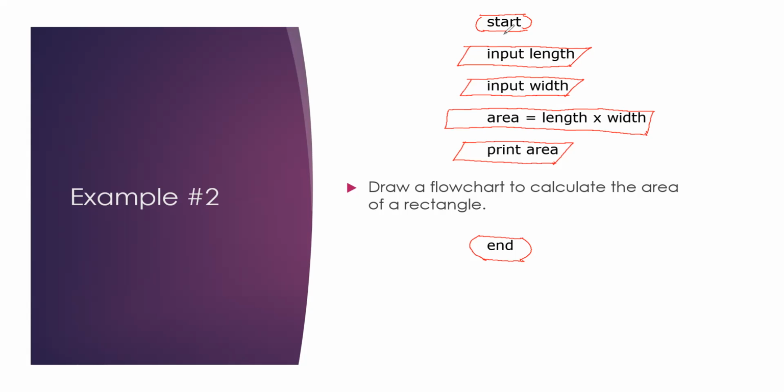Right, now we have to connect using flow lines. So the first step is you get the length, get the width, find the area, print the area, and finally, this is the end.